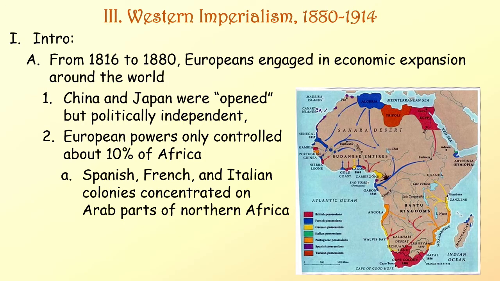Intro. From 1816 to 1880, Europeans engaged in economic expansion around the world. China and Japan were opened, but still nominally politically independent. European powers only controlled about 10% of Africa at this time. Spanish, French, and Italian colonies concentrated on Arab parts of northern Africa.